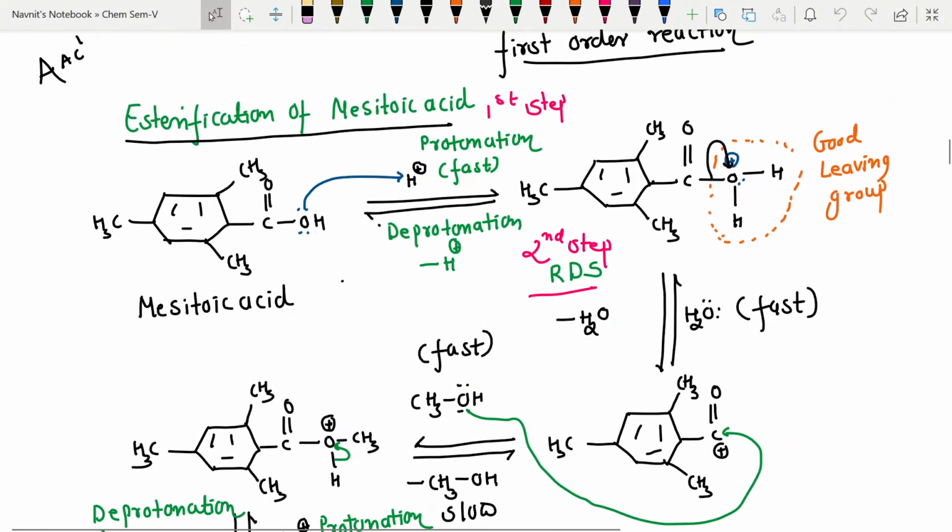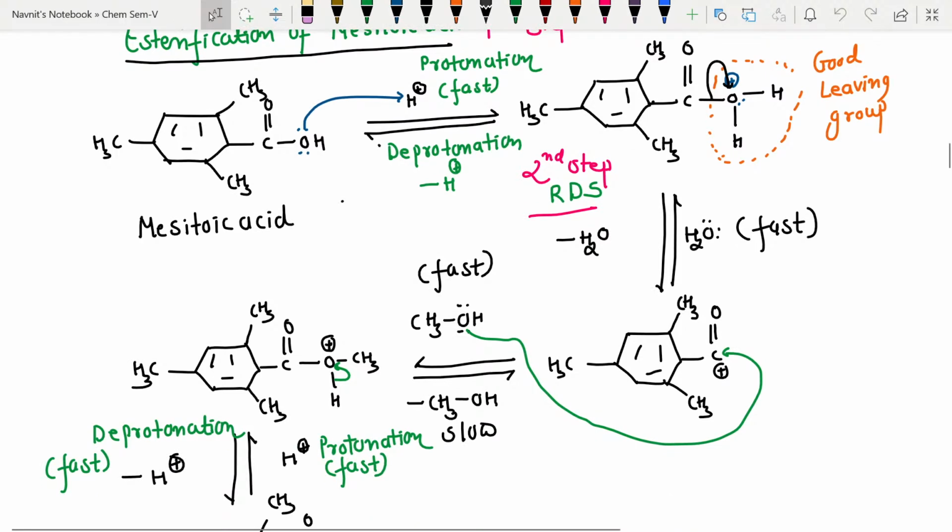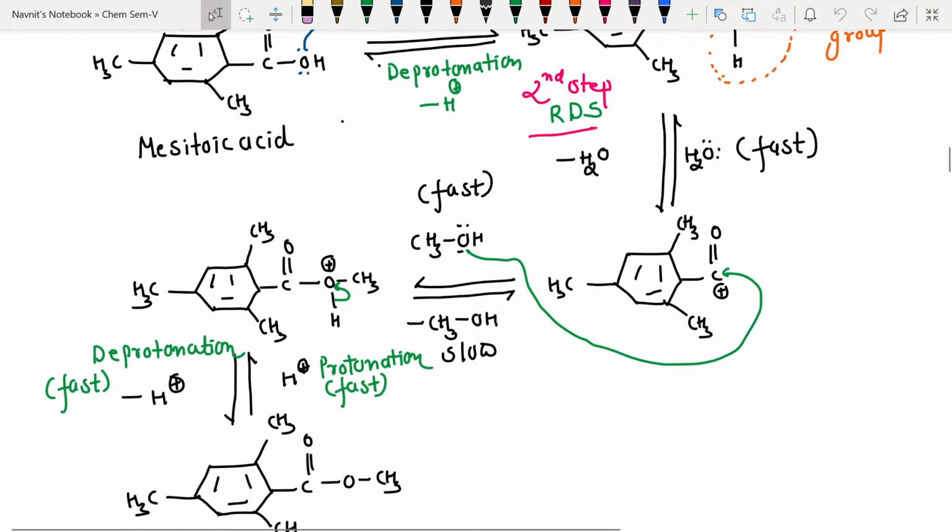The second mechanism that we have discussed is esterification through AAC1. So first the mesitoic acid gets protonated and gives the protonated acid. Now this protonated acid again contains a good leaving group, that is the water molecule. Water molecule is a good leaving group. So it leaves from the molecule and gives the stable intermediate acylium ion. This acylium ion is then attacked by the nucleophile methanol.